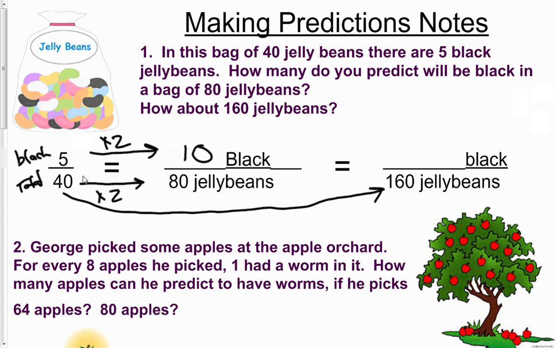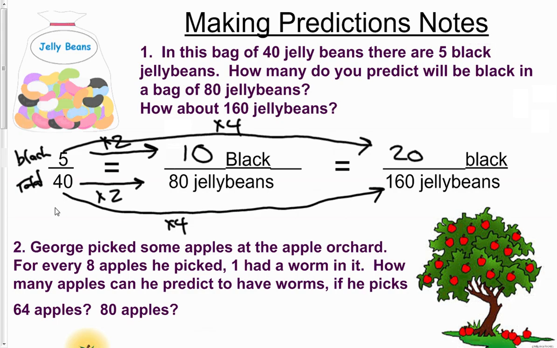What do I do? Well, I see that 40 times 4 is 160. So if I have 4 times the number of jelly beans, then it makes sense that I would also predict to have 4 times the number of black jelly beans. So 5 times 4 would be 20 black jelly beans. So I can use my theoretical probability of drawing a black to predict how many blacks would be out of 80, how many would be out of 160.